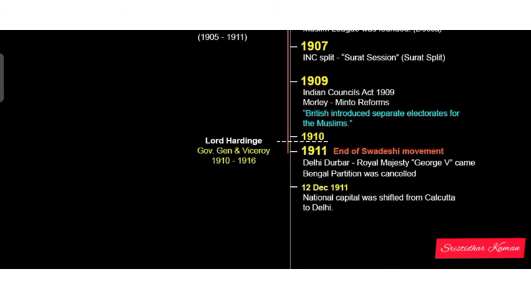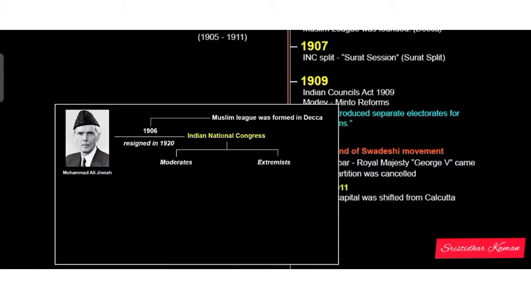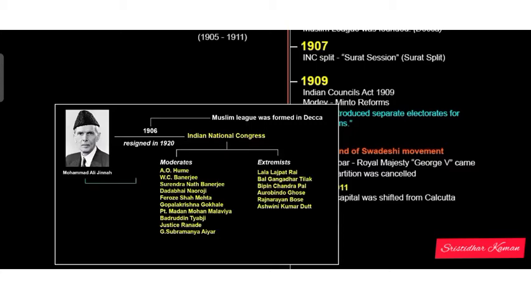Let me also tell you quickly about Muhammad Ali Jinnah. Now Jinnah joined Congress in 1906. Even though Muslim League had been formed, he could have left Congress and joined Muslim League, but he resigned from Congress in 1920. You see, Jinnah was a member of the moderate group in the Congress, favoring the Hindu-Muslim unity.